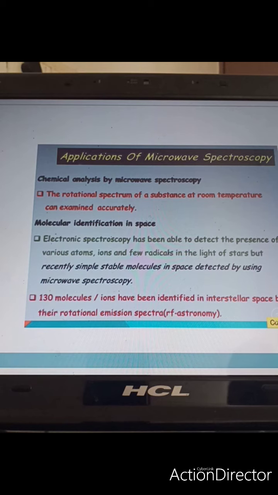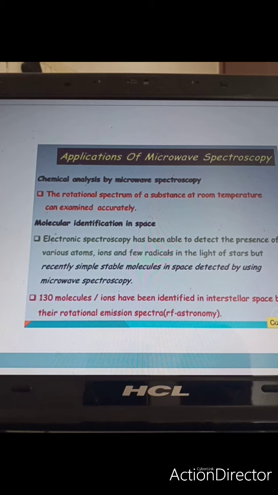Now let us talk about the applications of microwave spectroscopy. In chemical analysis, it plays a very significant role because the rotational spectra of a substance at room temperature can be examined very accurately. It is used in structural analysis, in the determination of molecular symmetry and its parameters. It plays a very important role in the conformational analysis of molecules. It has been observed that the trans and cis forms of a compound show different spectra. It also determines the dipole moment of molecules accurately.